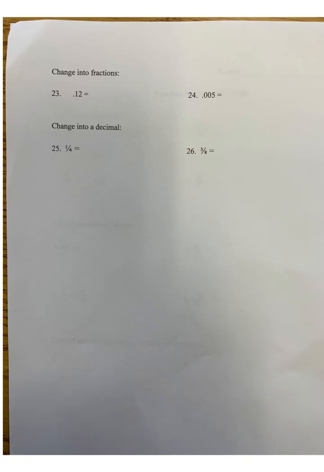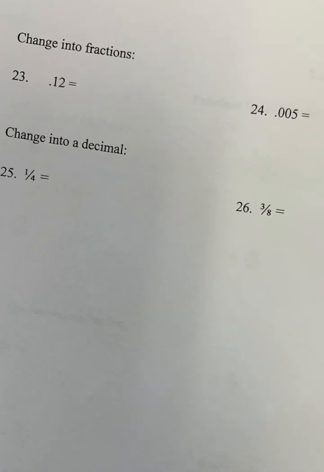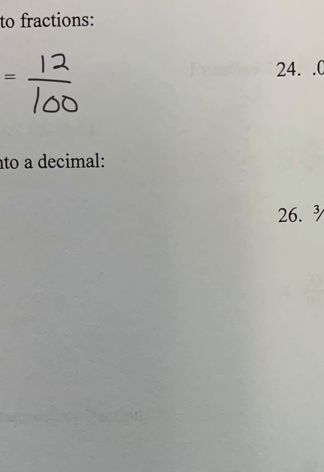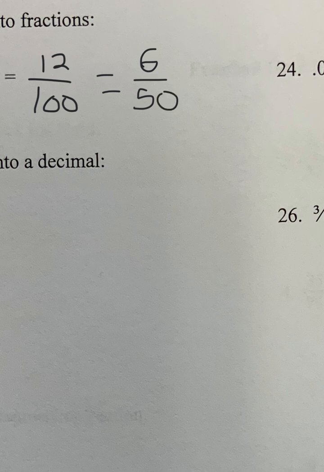All right, we're on the last page. 23 and 24 asks us to change decimals into fractions. I know that this 1 is in the 10th spot and the 2 is in the 100th spot, so I'm going to write my answer as 12 100ths. To simplify this, I would take 12 divided by 2 and 100 divided by 2, and I would get the answer of 6/50ths.